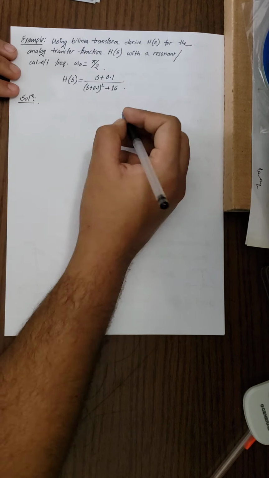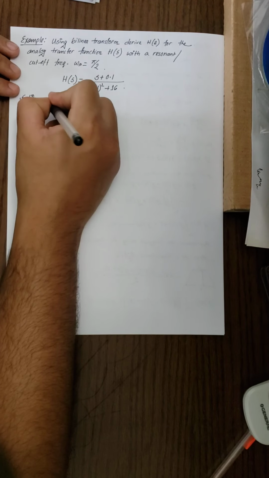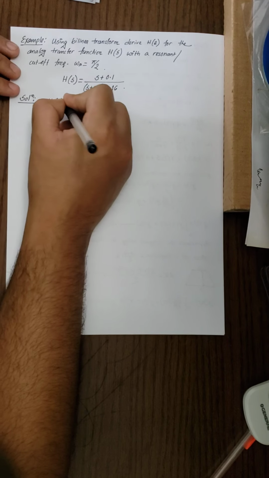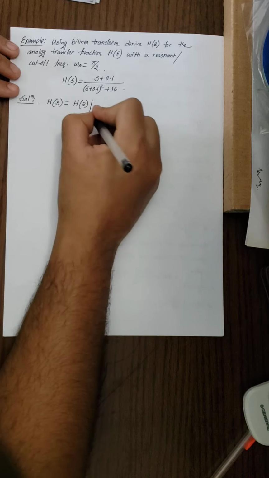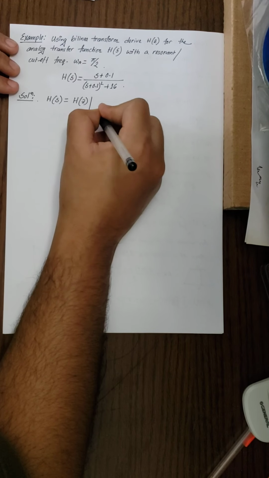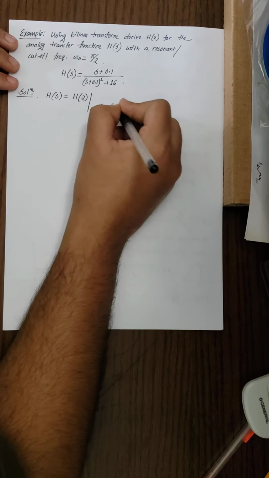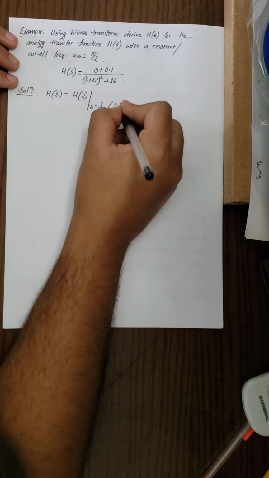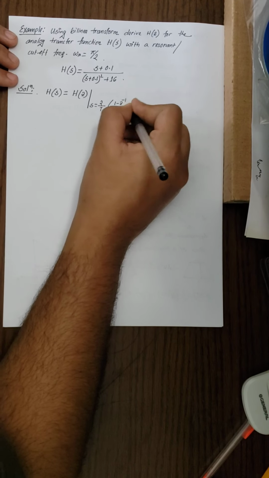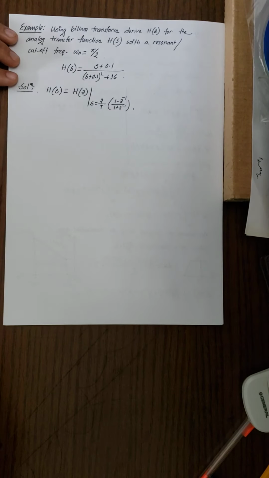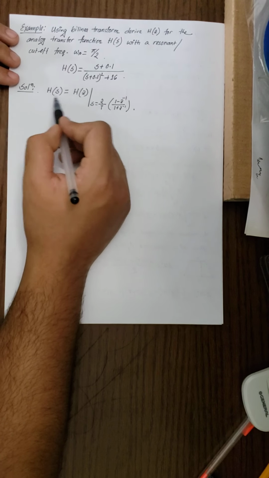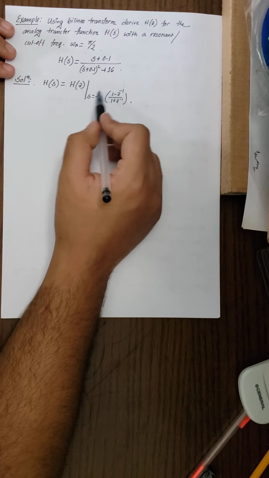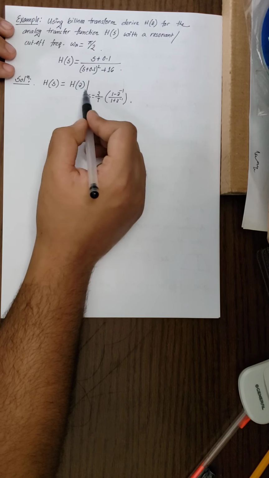So as per the definition of the bilinear transform, we can simply write H(s) will be equal to H(z) if and only if s is equal to 2/T times (1 minus z inverse) by (1 plus z inverse). Simply, in H(s), if we replace s with this quantity, we will end up with H(z).